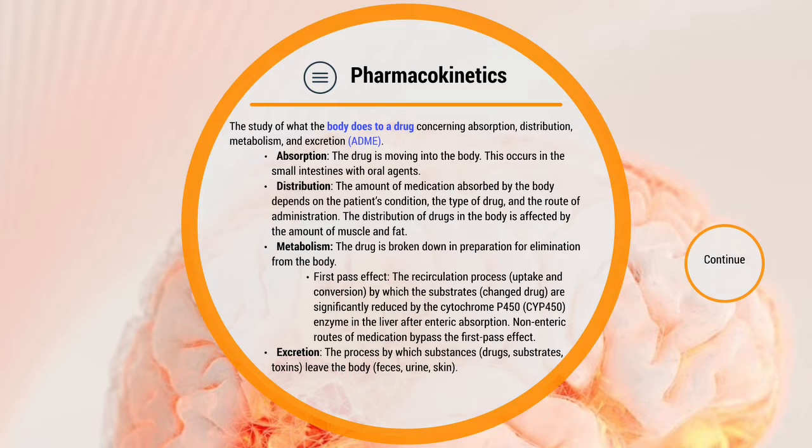So absorption, right? Simple concept. This occurs in the small intestine. Is this the drug moving into the body? Distribution, right? The amount of medication absorbed by the body depends on the patient's condition, the type of drug, and the route of administration. Distribution of the drug in the body is affected by the amount of muscle and fat.